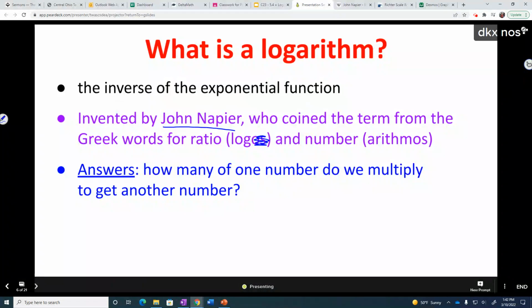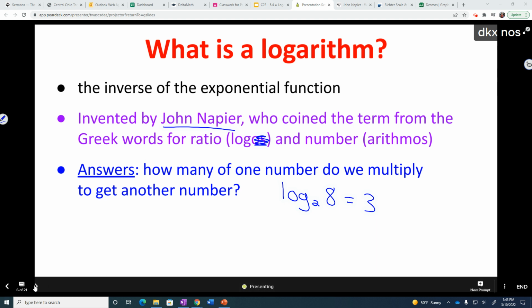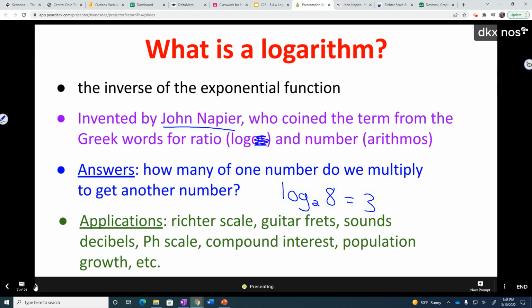When you answer a logarithm, we've kind of been doing this. You basically ask yourself a question: how many times do I need to multiply this number by itself to get this number? Same thing as saying, 2 to what power is 8? So that's what the logarithm says. It's kind of good as a sentence: how many times do I multiply this one by to get that one? It turns out there's a lot of applications of logarithms.